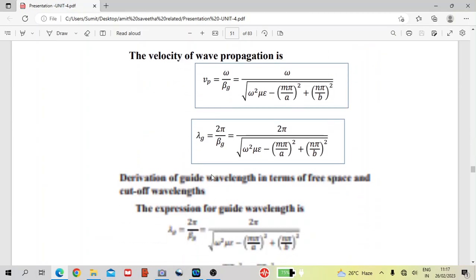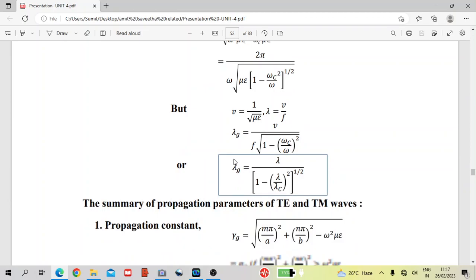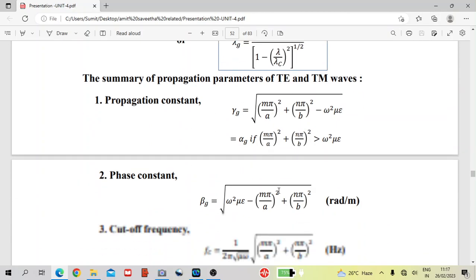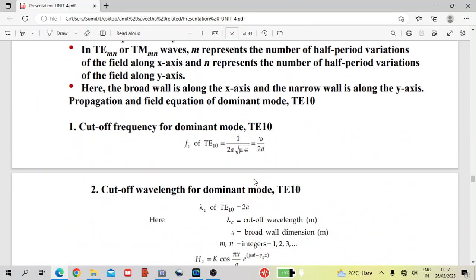So here is the cutoff wavelength. This is the guided wavelength. The rest of the process is the same. The difference here is that this time m and n both will come into the picture. So these are some of the summary of the formulas which we have to remember. They are very important for solving numericals.